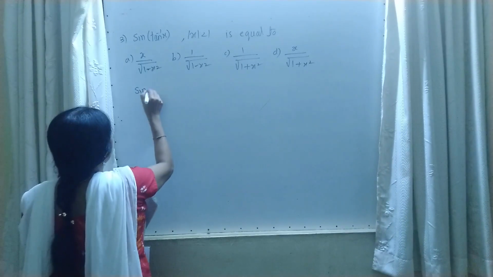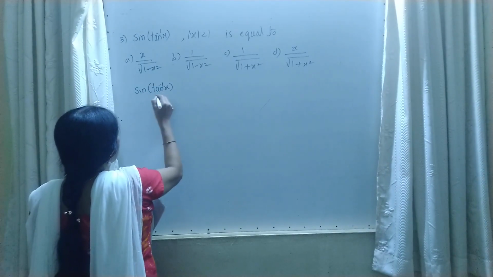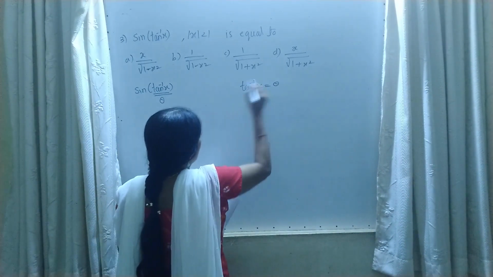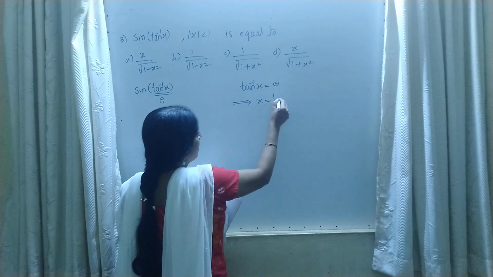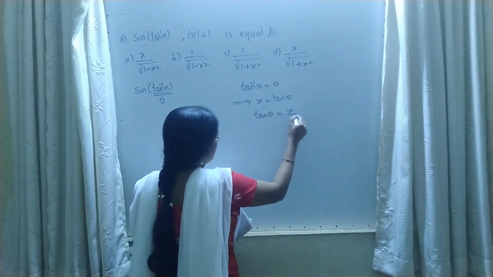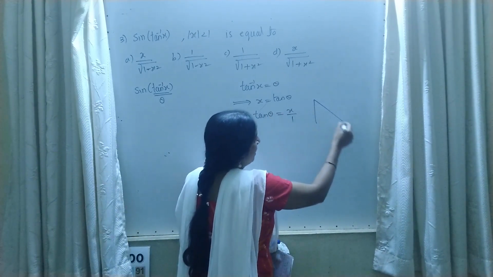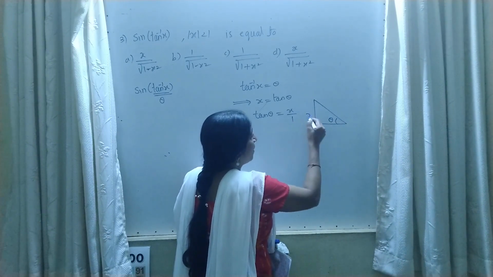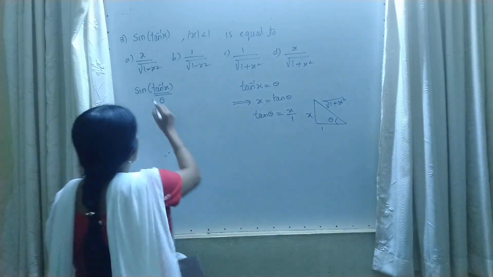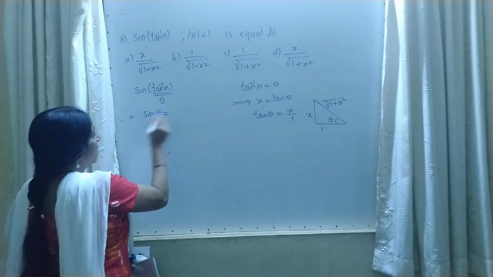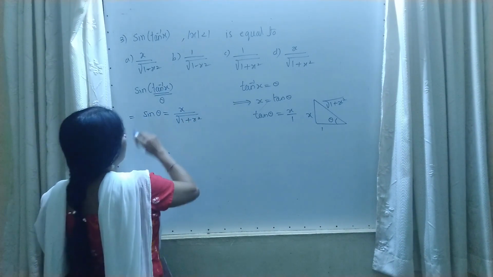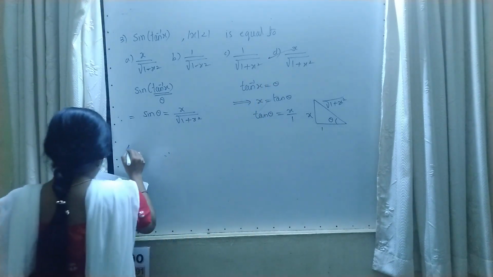See here, we are writing sin of tan inverse x. Tan inverse x I am taking as theta. So tan inverse x is equal to theta. Then x is tan theta, and x is also written as x by 1. Mark this in the right angle triangle. This is theta, tan is opposite upon adjacent. By Pythagoras theorem, the hypotenuse is root of 1 plus x square. So the given problem will be written as sin theta. Now write down this sin theta from the figure, that is x upon root of 1 plus x square. Which option? D.